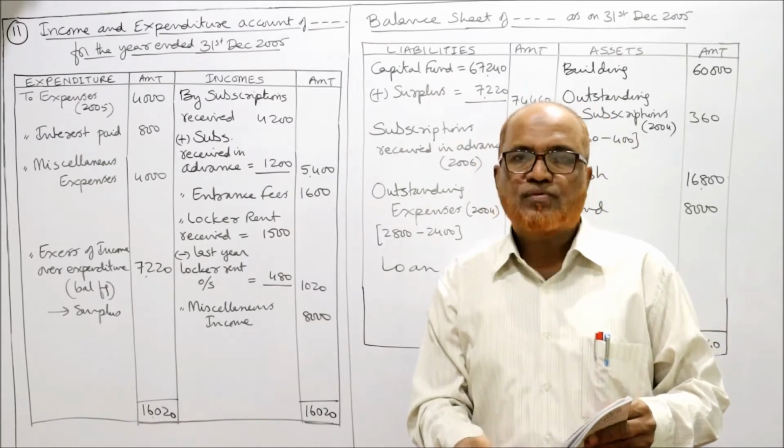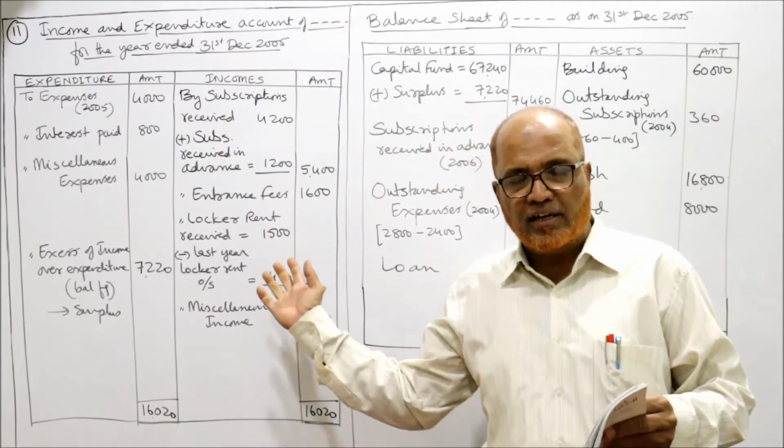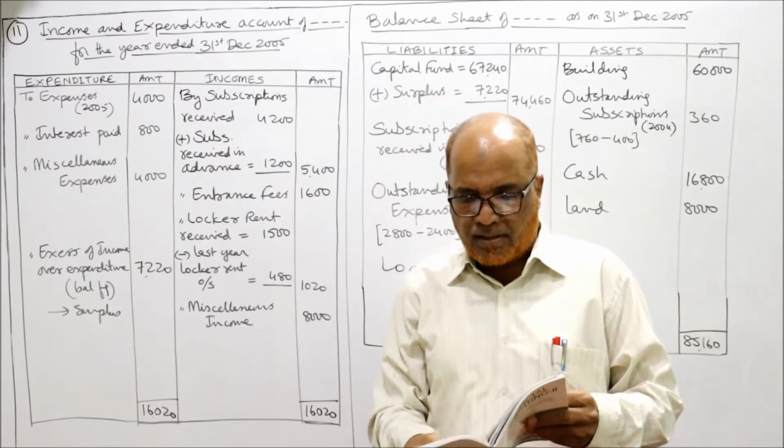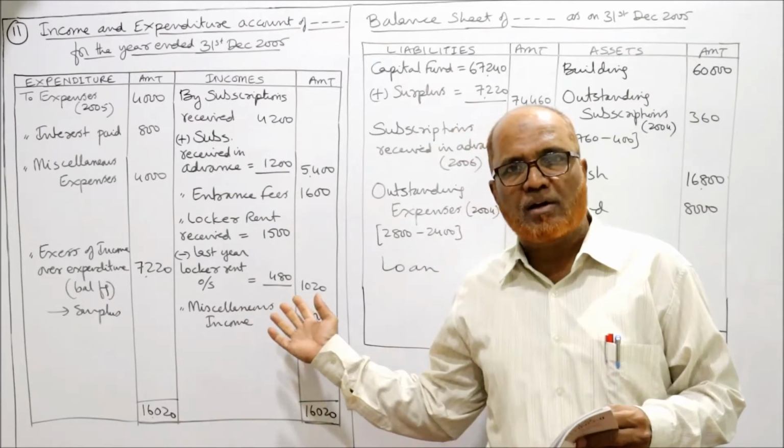Then entrance fees, it's a revenue income. We will take it in the income and expenditure account. Locker rent, this is also revenue income. Then miscellaneous income, this is also revenue income.